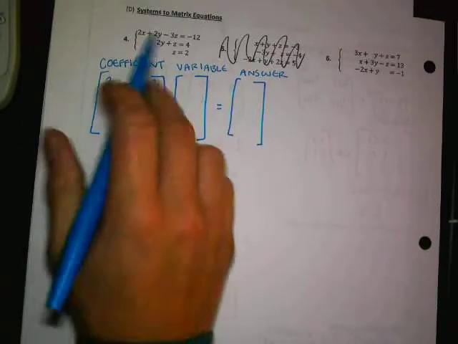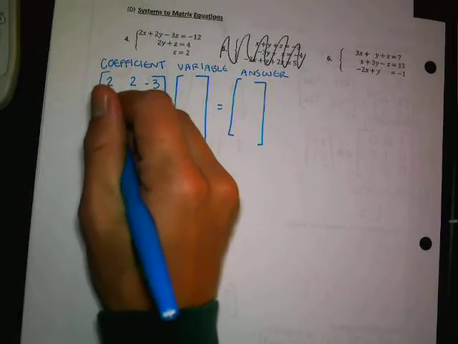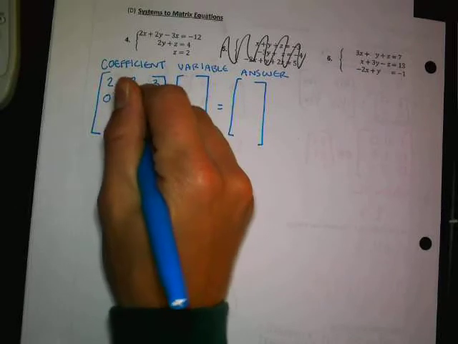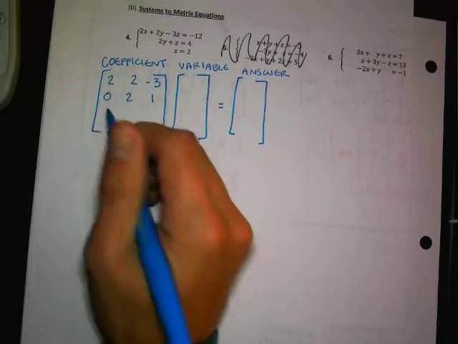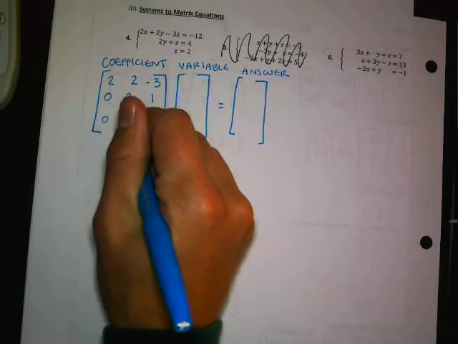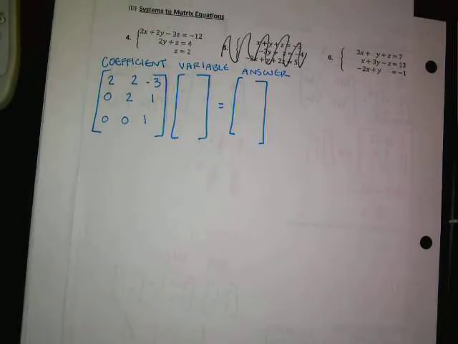All right, jump down to the other equation. What numbers with the x? 0. What numbers with the y? 2. What numbers with the z? 1. All right, the last one. What numbers with the x? 0. 0, 0, 1.